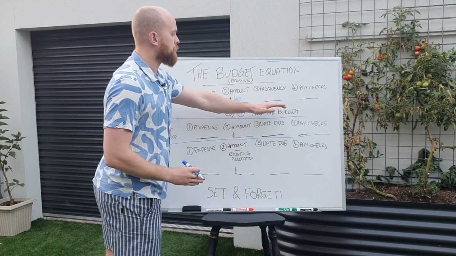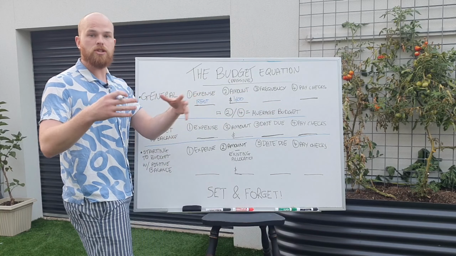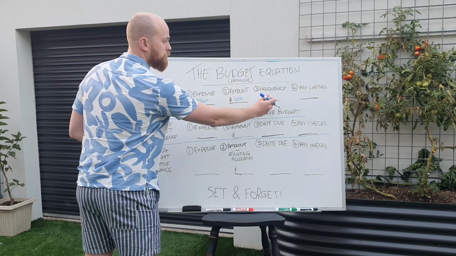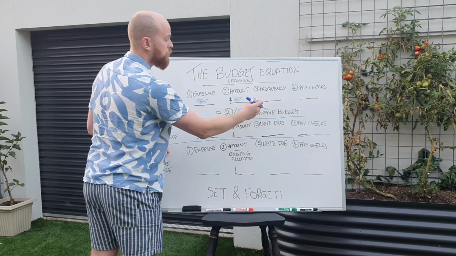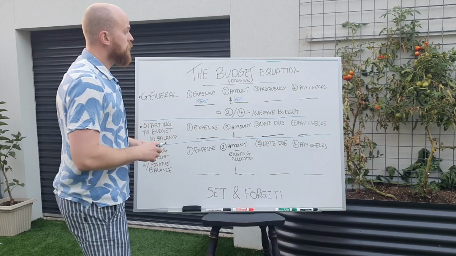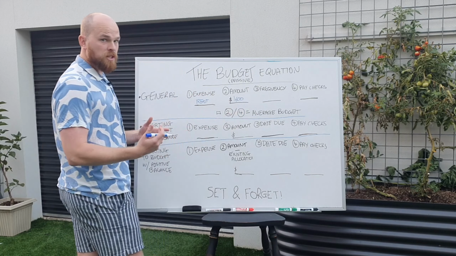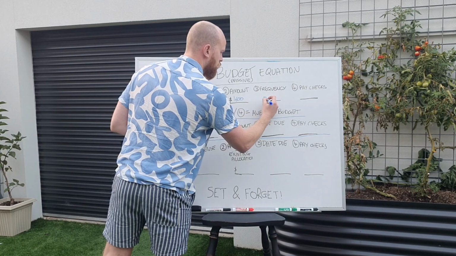Frequency, now this is the pay cycle, the billing cycle. What is the time frame, okay? Is it a weekly bill? Is it a fortnightly bill? Is it a monthly bill? Is it an annual bill, okay? So determine what that is. Rent, generally speaking, is a monthly bill.